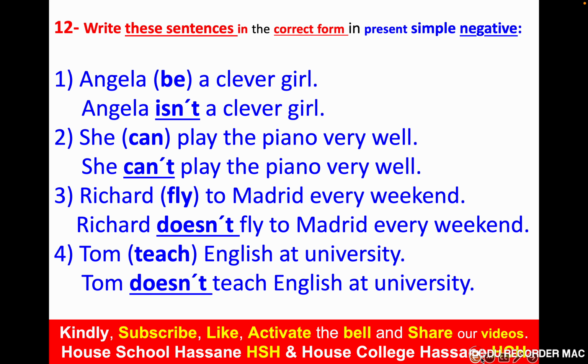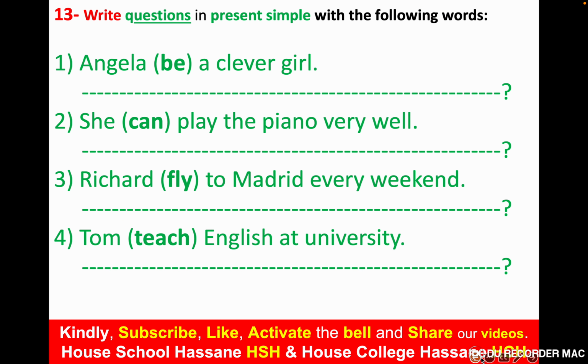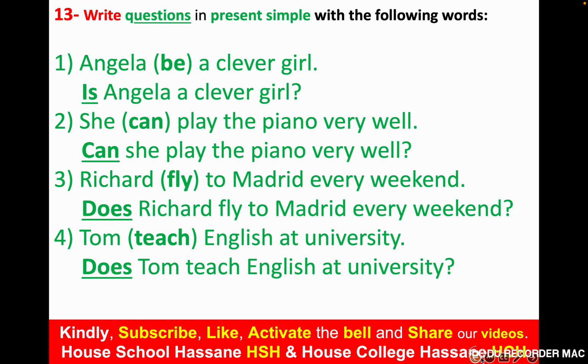Let's go to the next slide, number 13. In number 13, we are going to make a question. As we said before, with verb to be, we need to put just the verb first. So here we are not going to use WH words. Angela be a clever girl. So, is Angela a clever girl? And with can, we said that we can ask the question just with can. Can she play the piano very well? Let's see the answers. Is Angela a clever girl? Can she play the piano very well?